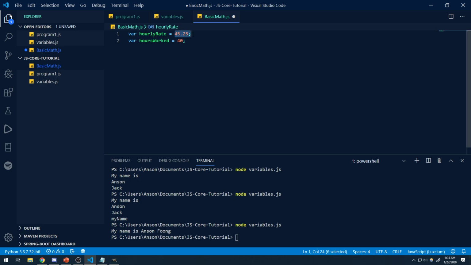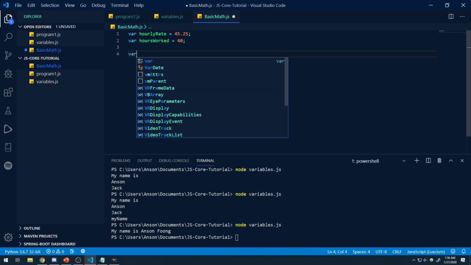All I'm doing here is assigning the numeric literal value 45.25, which is a float, to the variable hourly rate. Then I'm assigning the numeric literal value 40 to the variable hours worked. And what I want to do is calculate the total gross pay that I'm going to be getting for this one week of work. To do that, in the real world, you just multiply these two numbers together. Very simple, right? Because for every hour we work, we're getting paid $45.25.